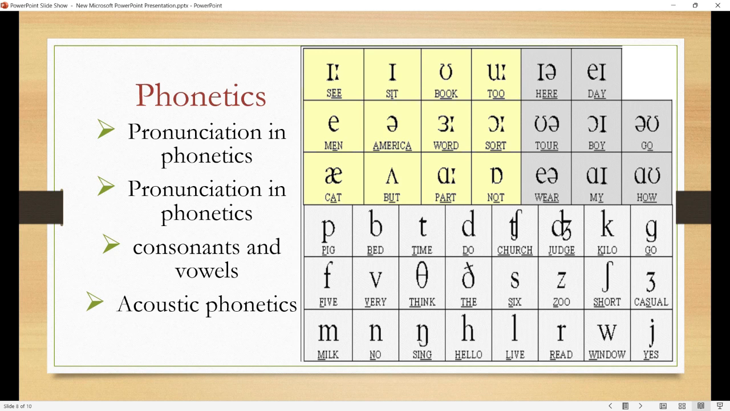As in bit is an example of a high vowel. As in bed is an example of a mid vowel. As in hot is an example of a low vowel.